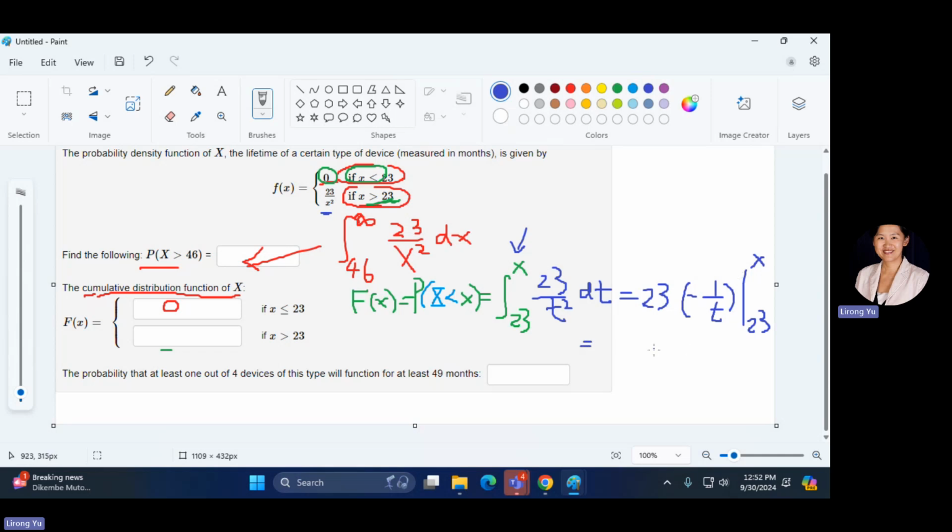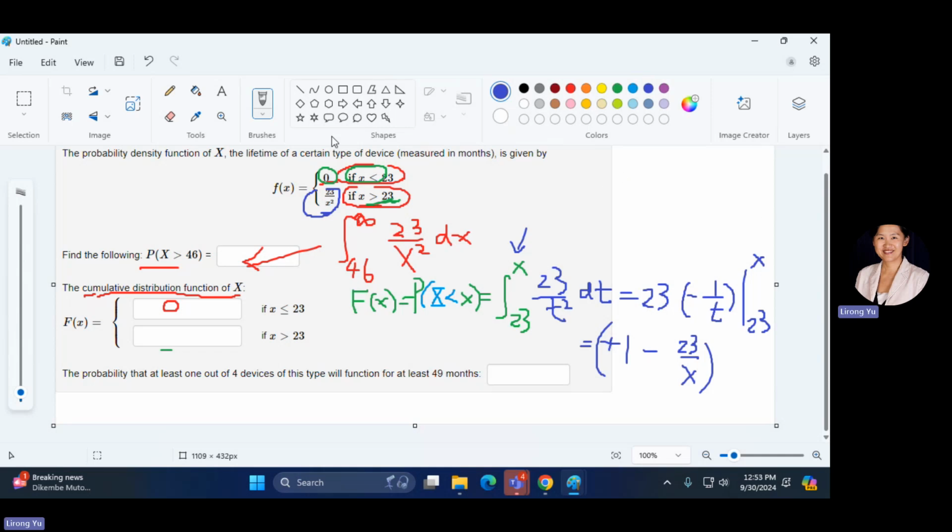Putting in x gives negative 23 over x. Putting in the lower limit 23 gives negative 1 over 23, which is negative 1. Lower limit minus negative 1, that's positive, right? So positive 1 minus 23 over x. Okay, any questions so far? When I put in the 23, 1 over 23 times 23 was negative 1, but you minus negative. That's the lower limit now. This is the value.